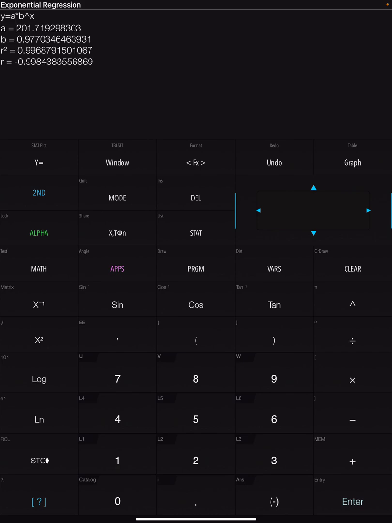So this is our exponential regression. This is actually a pretty good one. If you look at the r² value, it's 0.99. Remember, the closer it is to 1 or -1, the stronger it is. So this does have a strong correlation.